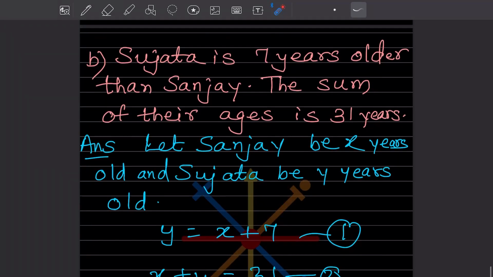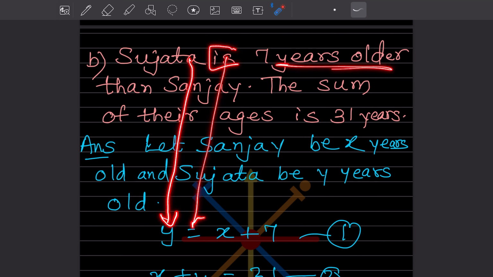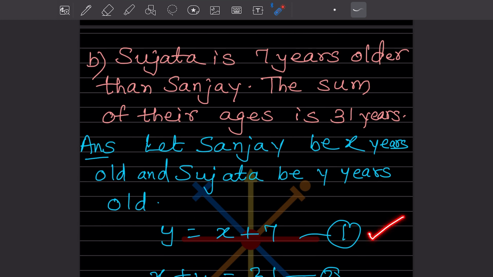Next question says that Sujata is 7 years older than Sanjay. The sum of the ages is 31 years. So now look at here. We don't know Sanjay's age, right? So let Sanjay be y years old and Sujata be x years old. Okay. So now what did I say? Sujata means this is y. 7 years older than Sanjay means Sanjay is x. So y is equal to x plus 7. So this will be our equation number 1.